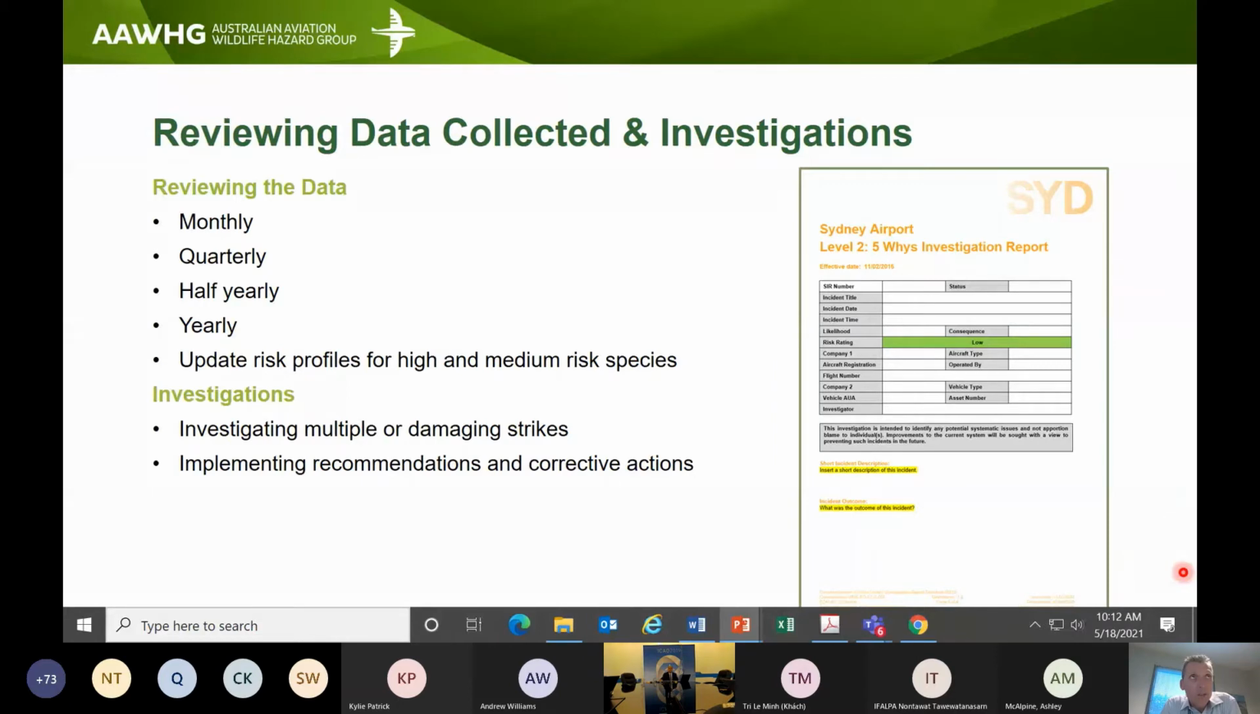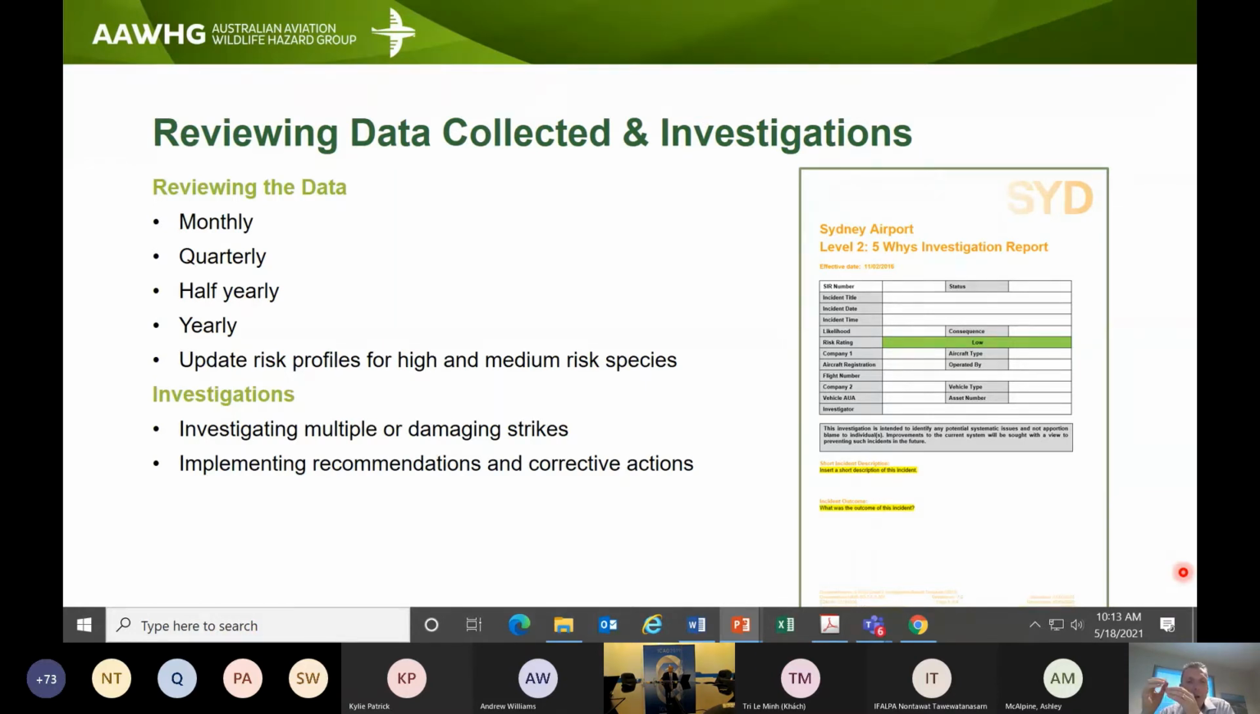I would suspect that each year when we undertake the review of the wildlife management plan, those high and medium risk species would actually change in terms of their profile. In terms of investigations, we undertake investigations when we have a multiple or damaging strike, and any recommendations or corrective actions out of that investigation are then put back into training and also through our SOPs.